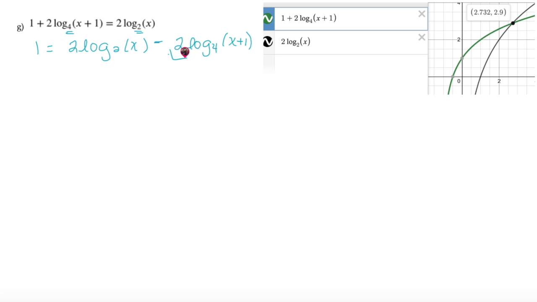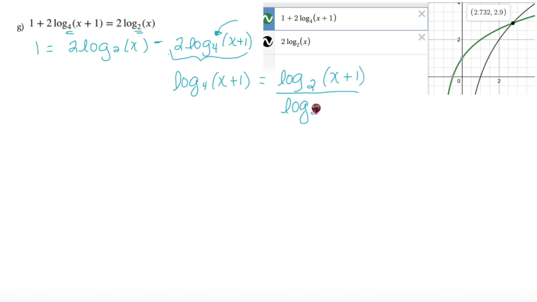I'm going to use our change of base formula to make it log base 2 instead of log base 4. To do that, I will have log base 4 of x plus 1 is equal to log base 2, the base we want to have, of x plus 1, over log base 2, the base we want to have, of our current base. Notice that this bottom part might turn into a whole number since I ask 2 times what power gives me 4. And I know that 2 squared is 4. So this is really log base 2 of x plus 1 over 2.